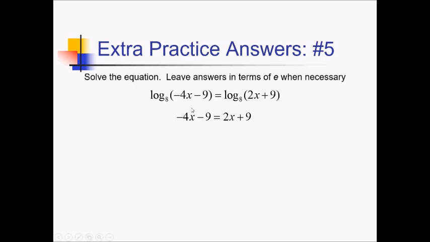Subtract 2x from both sides, that's a negative 6x on the left. Adding 9 to the right side, we have 18. So dividing by negative 6, we get x equals negative 3. Now you always have to check just to make sure you're not taking the log of 0 or a negative number when you plug this back in.